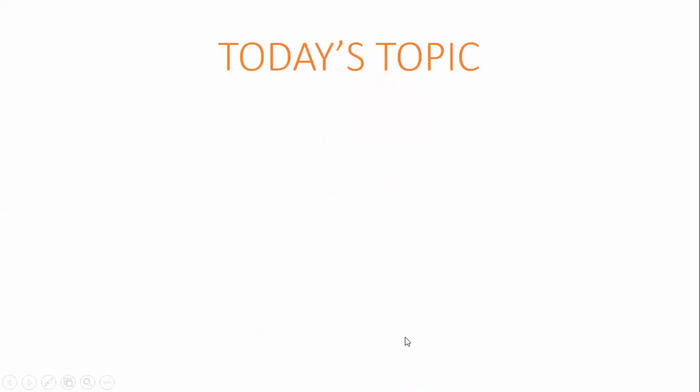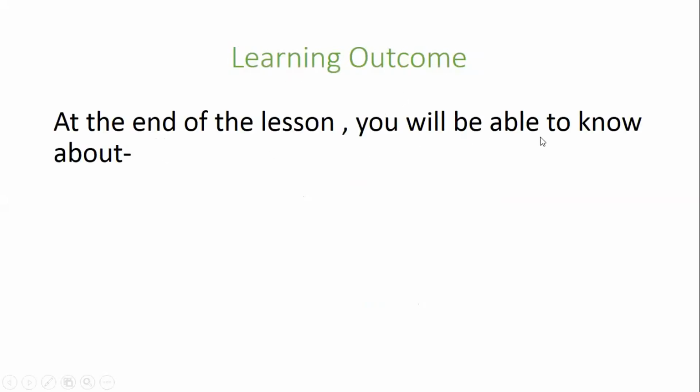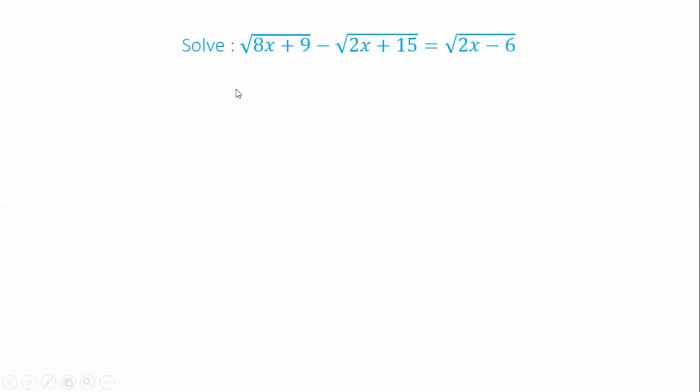Well, now I will take your higher mathematics class for class 9. Today's topic is equations involving radicals from chapter 5.2. Learning outcome: at the end of the lesson, you will be able to solve such equations. Boys, in this chapter, at first I will solve some problems and a CQ, then I will give you some homework. This is a problem here.